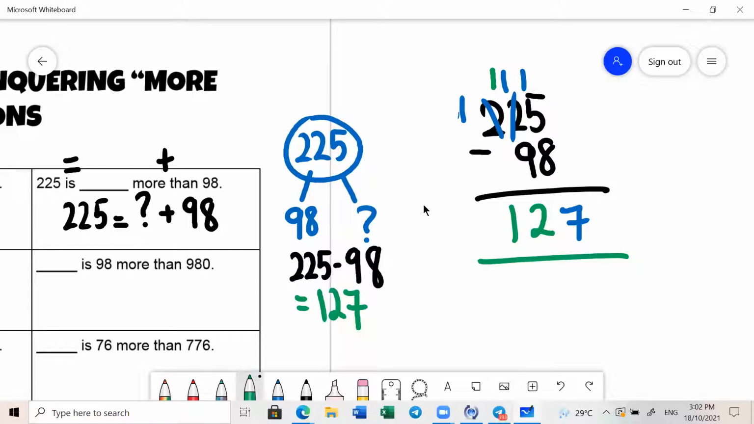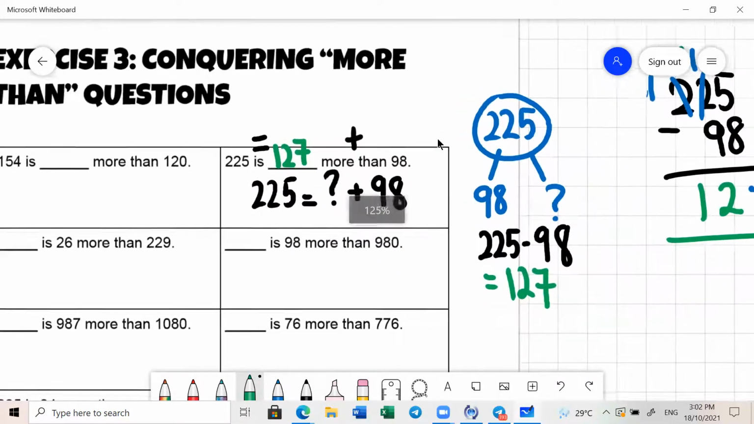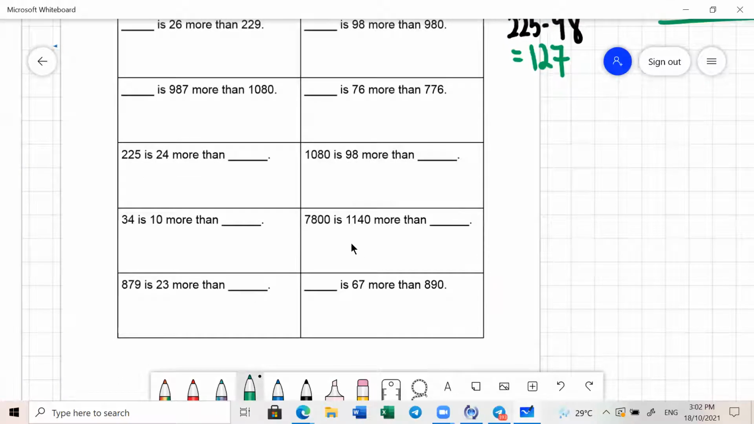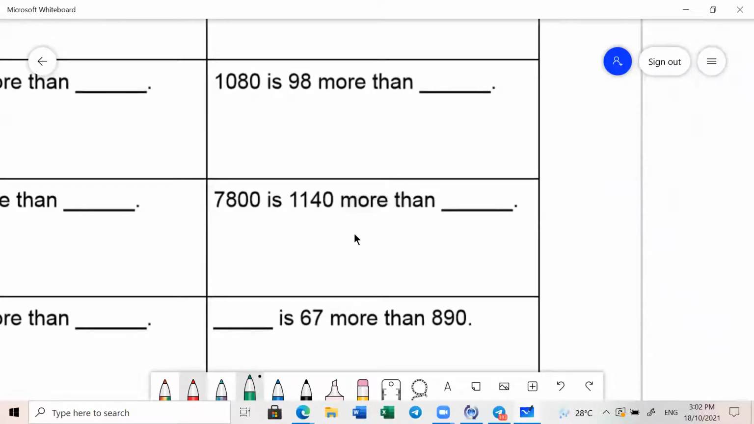Therefore, what are they trying to say? I would say your answer is 127. So let's read the sentence together. 225 is 127 more than 98. Is that true? Yes, that is true. Okay, so I'm just gonna do another question to show you that the same concept applies for any kind of question as long as you're talking about "more than" and the word "is."